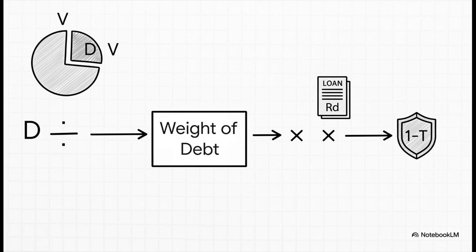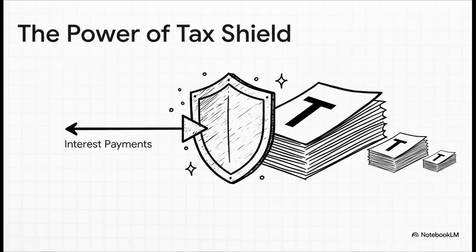So, the formula for the debt part looks pretty similar at first. You take the market value of the debt, D, divided by the total value, V, to get the weight. You multiply that by the cost of debt, RD. But then, there's this critical final piece. You multiply the whole thing by 1 minus the corporate tax rate, TC. And this little part is a huge deal. And that brings us to a really powerful concept in finance, the tax shield.